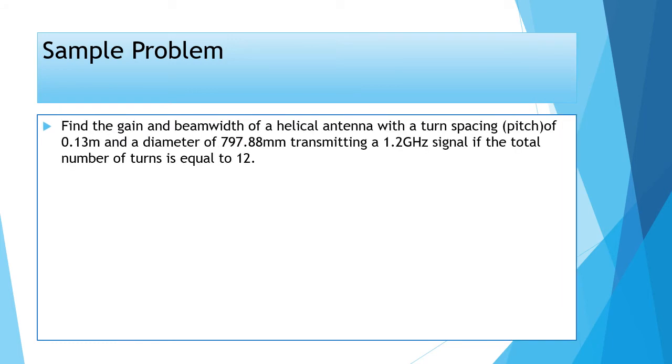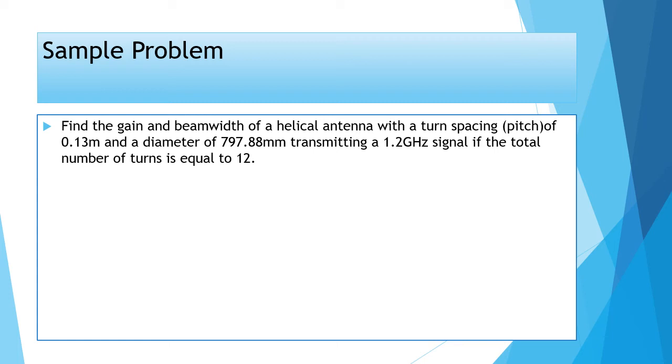Now let's try to solve a problem involving a helical antenna. Find the gain and beam width of a helical antenna with a turn spacing or pitch of 0.13 meters and a diameter of 797.88 millimeters, transmitting a 1.2 gigahertz signal if the total number of turns is equal to 12. So what is being asked in this problem is the gain of the antenna and its beam width.